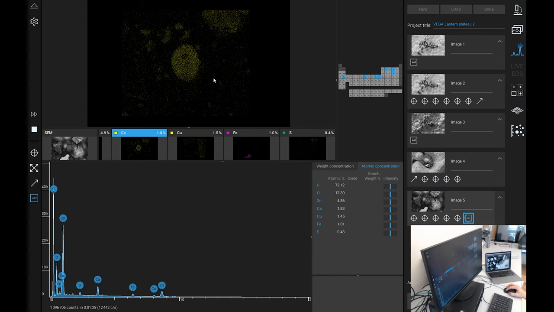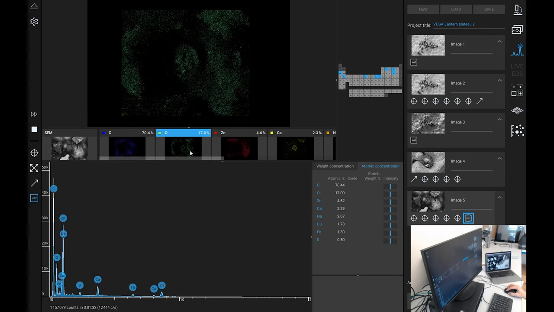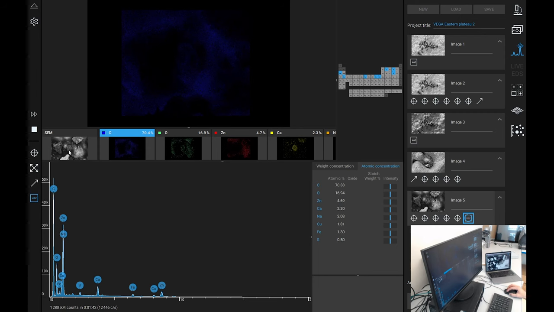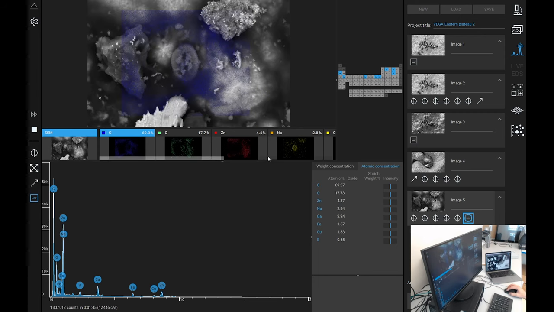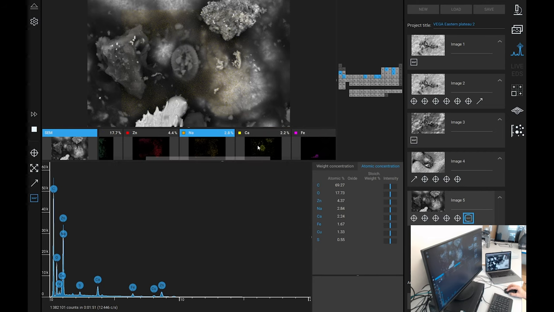I'm going to do another region area over that. This is just wonderful. What an honor. What an honor to be able to do this. Calcium and oxygen. And carbon is the sort of black area everywhere else. Interestingly, it seems to be. Well, here we go. Look at that. Quite a bit of calcium up in this bit.